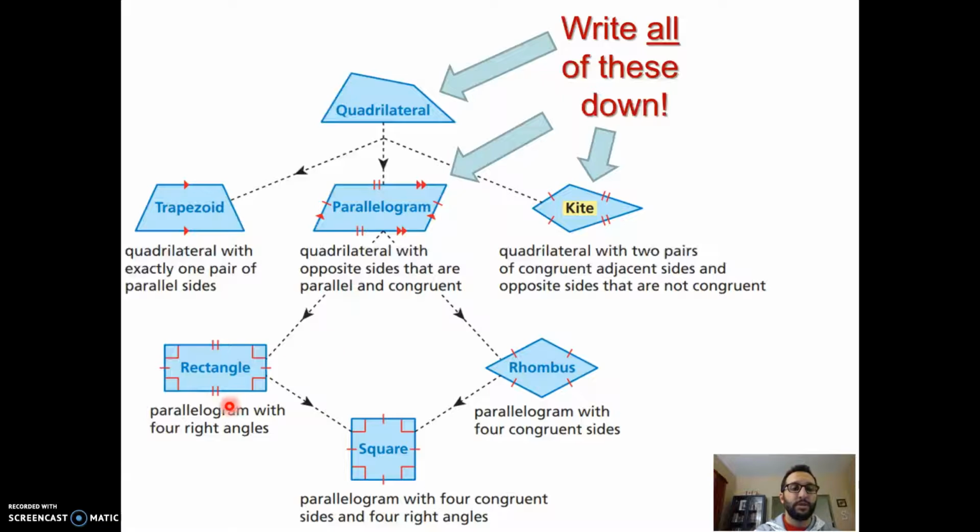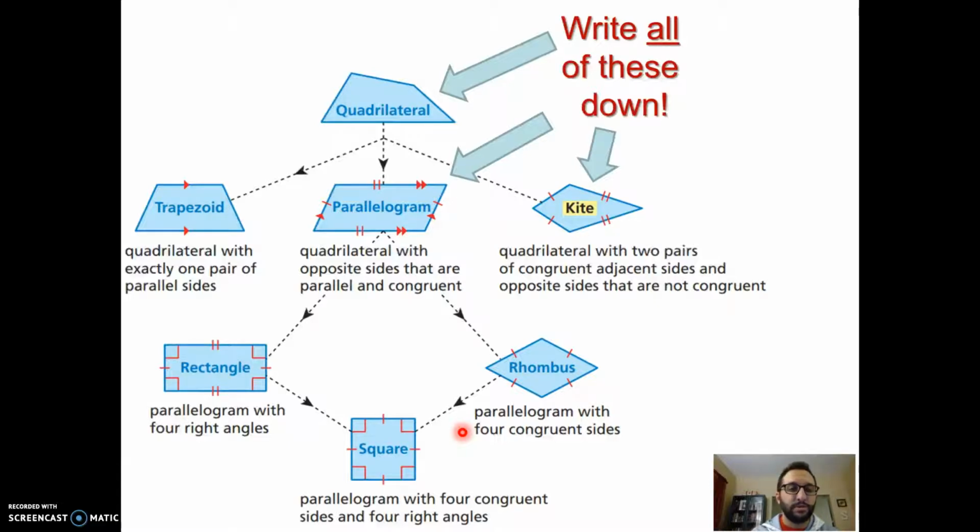What makes them special is that a rectangle has 4 right angles. A parallelogram does not. A rhombus has 4 congruent sides. And a square is both a rectangle and a rhombus. It's got parallel opposite sides, all right angles, and all the sides are congruent.